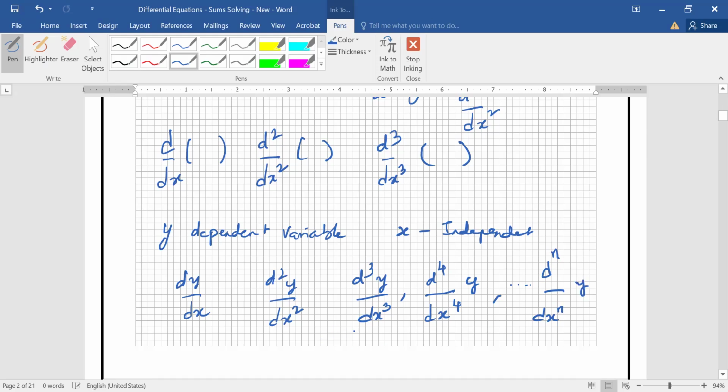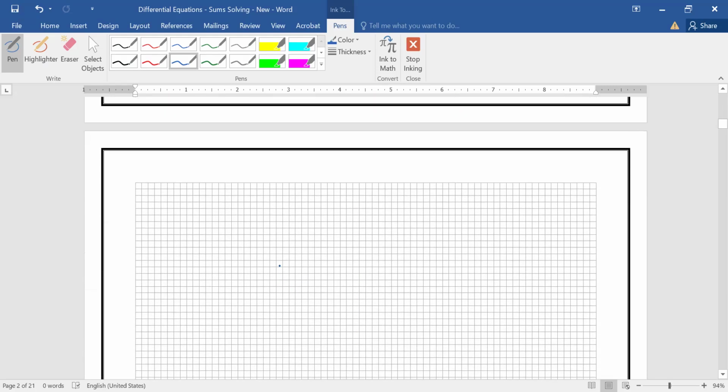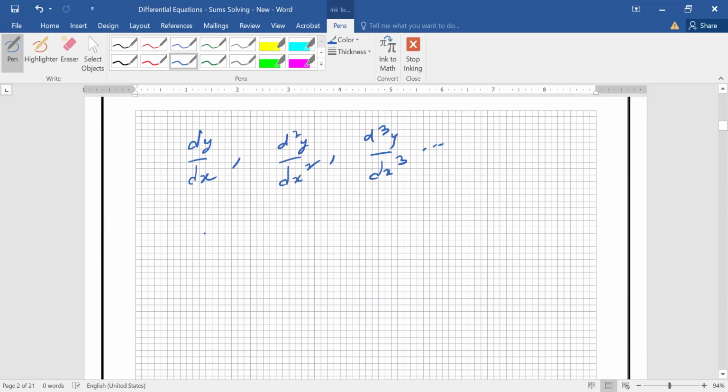So these are known as ordinary derivatives. In an ordinary differential equation, we use dy by dx, d square y by dx square, d cube y by dx cube, like that. If you refer back to your 8th class and 9th class, a polynomial in x or in y is given, say y equals f of x, where f of x is equal to 2x square plus 3x plus 1.